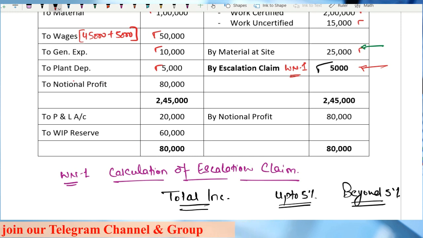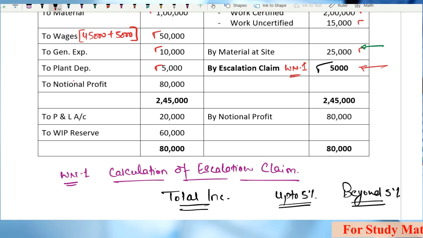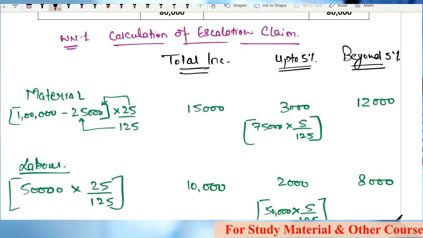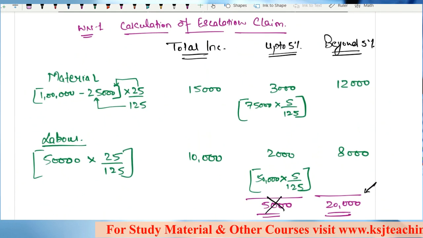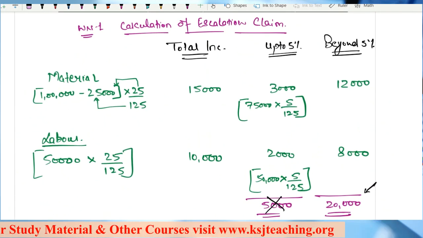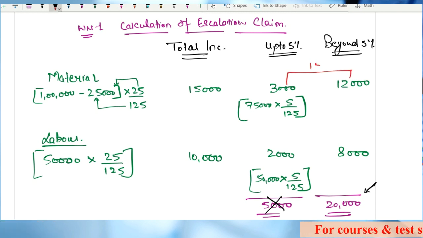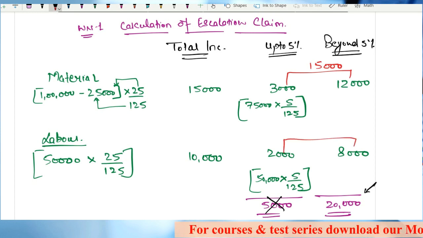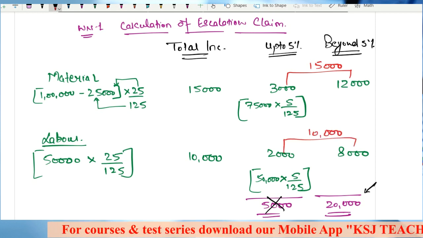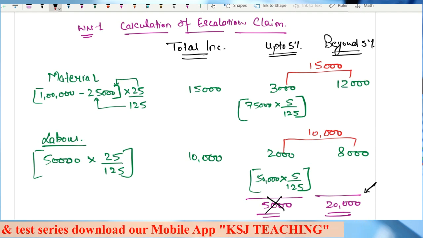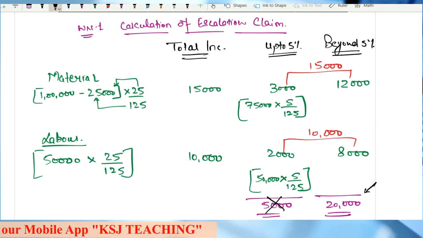Any doubts in this point? Any doubts? Clear? So this is how the escalation claim is to be calculated. First, find out the total increase, then find out the increase up to 5%, then the remaining is beyond 5%. Right? This total should be 15,000, which is my total increase. This total is 10,000, which is my total increase. I have bifurcated the total increase into up to 5% and beyond 5%.